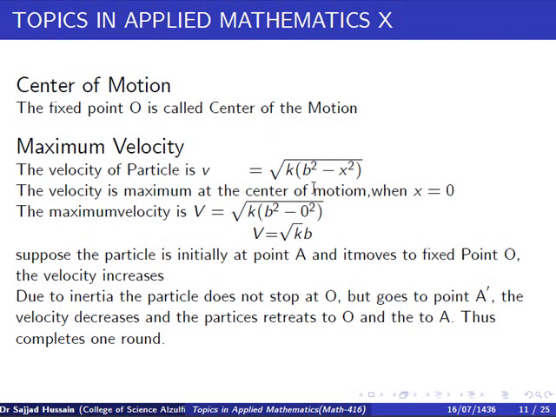Now we see what the maximum velocity is. The velocity increases toward the center, so when x = 0 at the center point O, the velocity is maximum. So we put x = 0 here, and the maximum velocity is v = √k b.